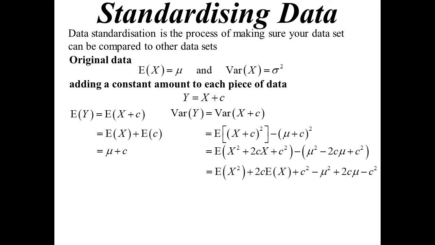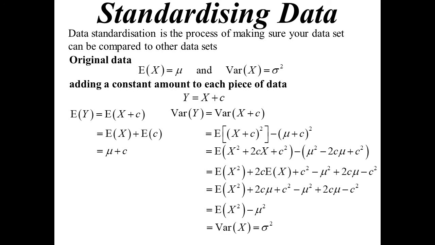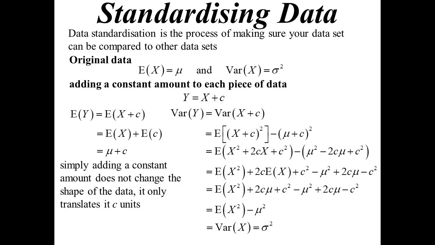But expected value of x is mu, so that becomes 2c mu. Playing around with all that, I end up with the expected value of x squared minus mu squared. Hang on, that was the variation of x. We've done nothing to the spread of the data. All we've simply done is added the same amount. It does not change the spread at all. So simply adding a constant doesn't change the shape of the data at all.